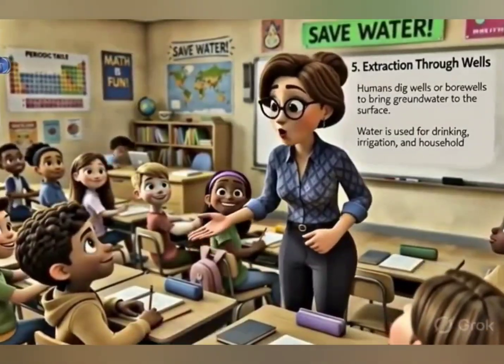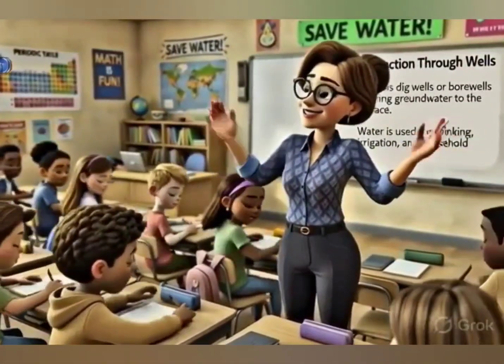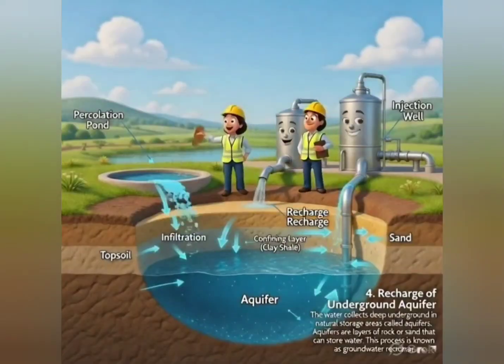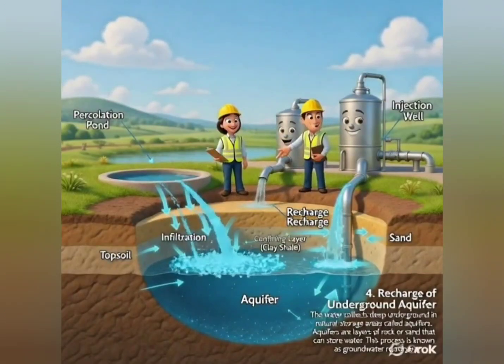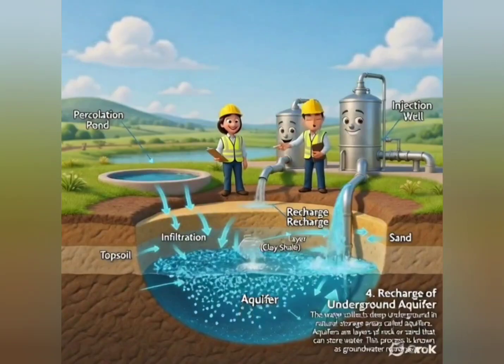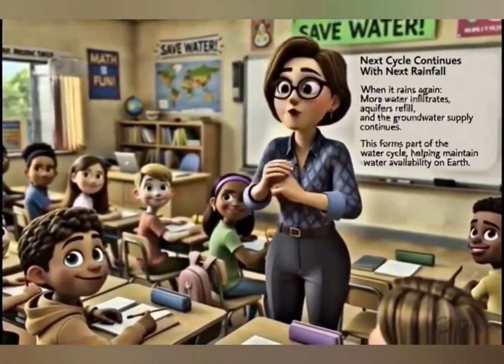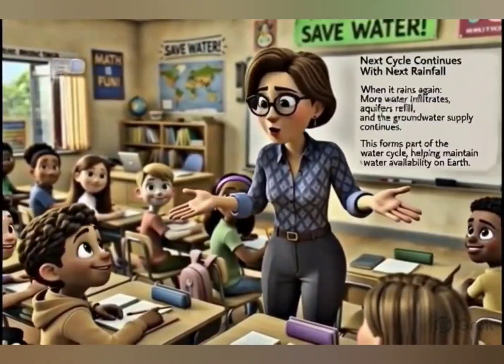So, class, we use wells to get water from underground. We need it for drinking, farming, and our homes. Water starts here, in the percolation pond. It infiltrates through the soil and recharges the aquifer. This process is called groundwater recharge. Cycle. When it rains, water infiltrates and refills aquifers. This is part of the water cycle.